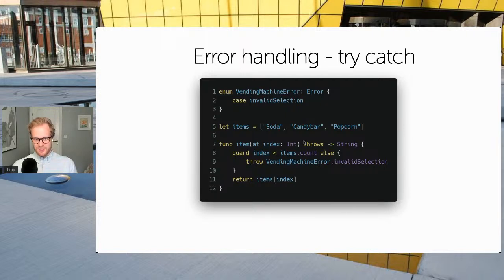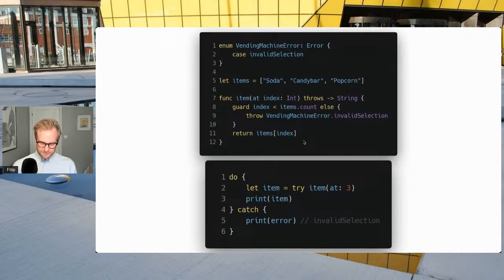So in your vending machine, if the user taps, I want something from index 3, like in this example here, you need to mark it as try. You need to wrap everything that you do something with a try so you can catch the error in a do catch statement. So you try to access something at index 3, which is out of bounds. You go in here and we have this guard statement, and this is going to throw an error because it's out of bounds. So it's not more complicated than that, actually.